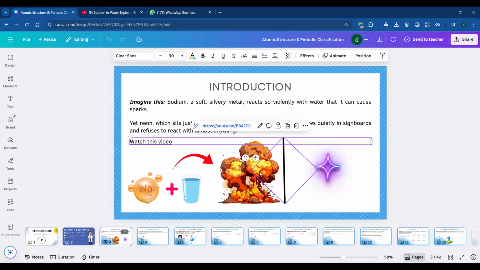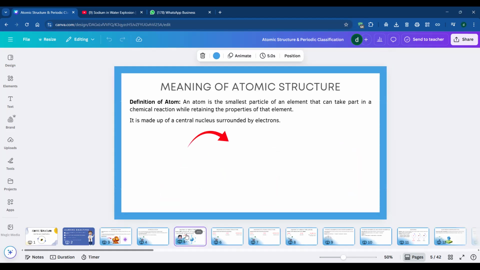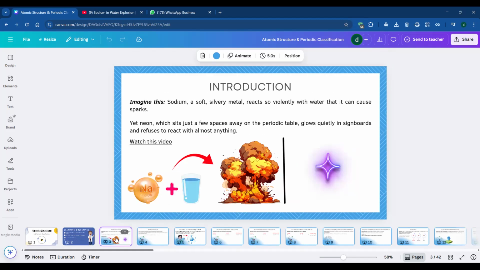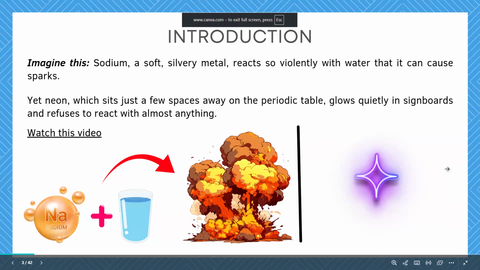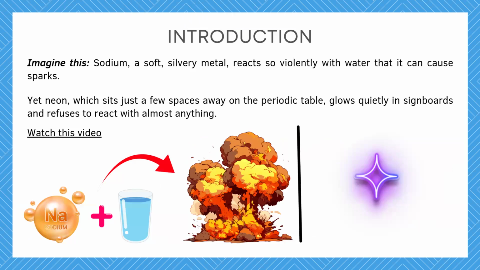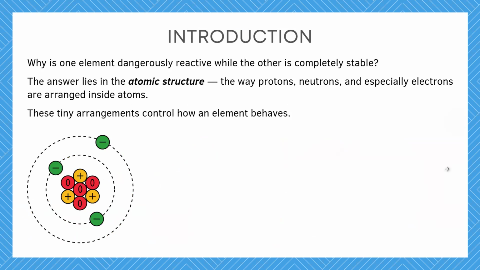Did you all see what happened? Yes, sir. Very good. Now, sodium that was being thrown into water, and you saw how that thing exploded. Now, on the periodic table, sodium is not far from neon. One is very, very reactive and violent when it is thrown inside water, but the other one is non-reactive. And we are saying that one reason why this happens is the atomic structure.